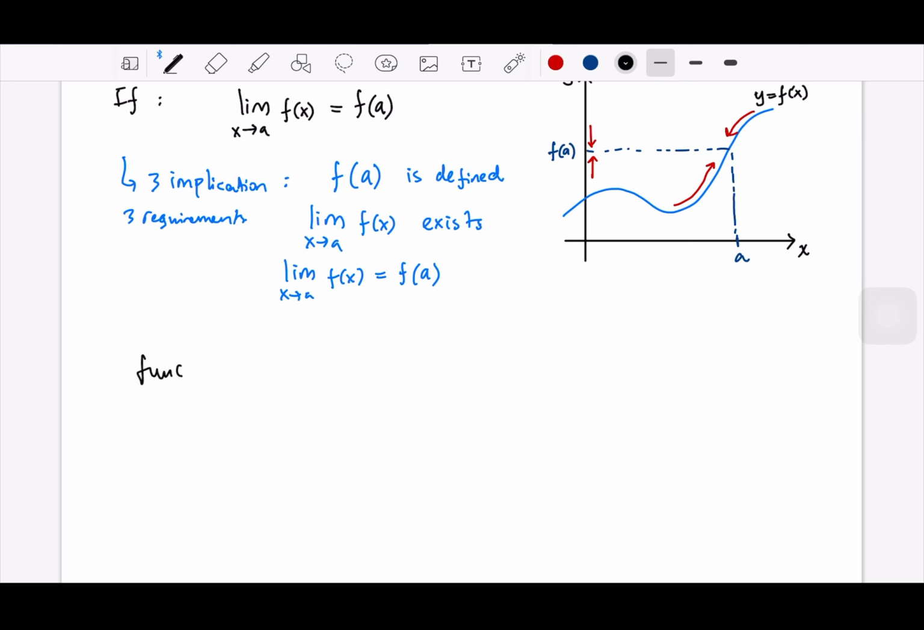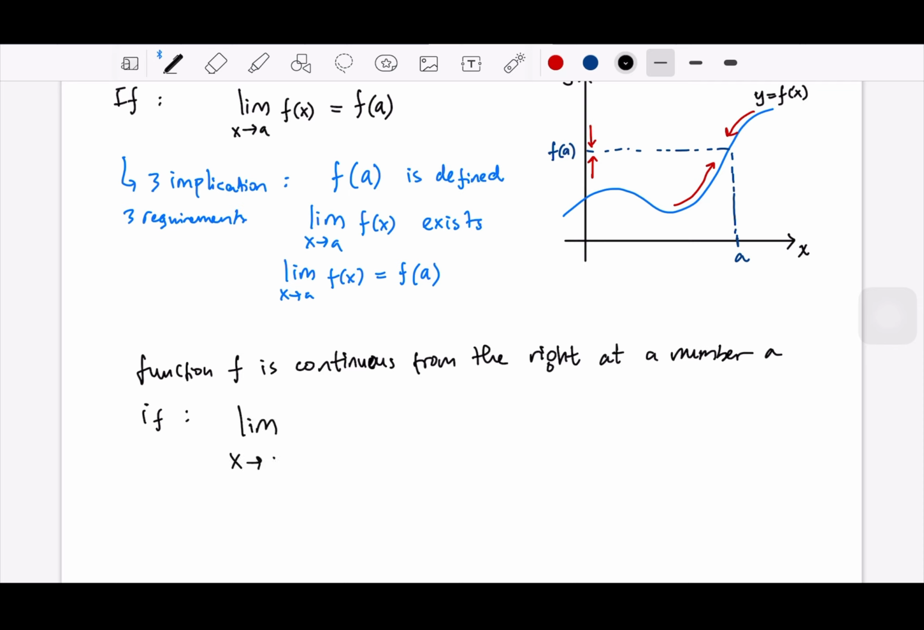A function f is continuous from the right at a number a if the limit as x approaches a from the right is also the same. Okay.